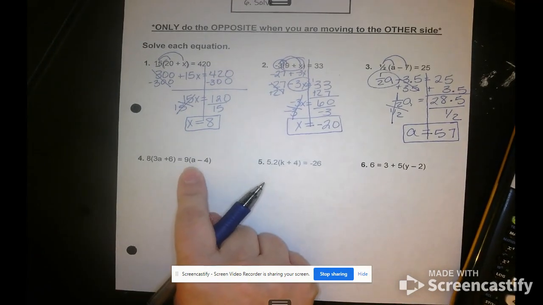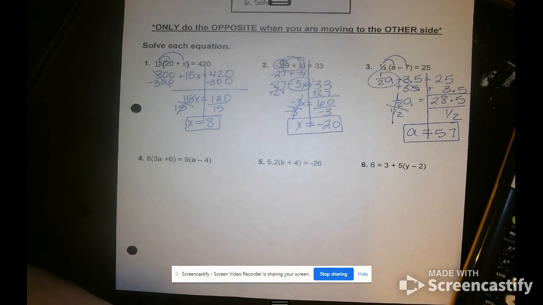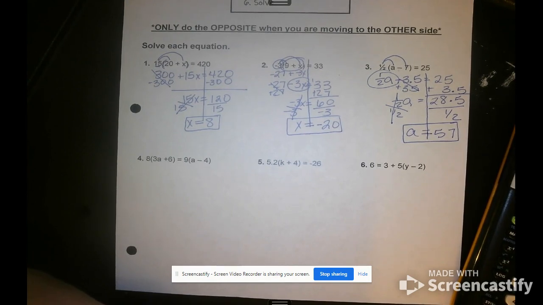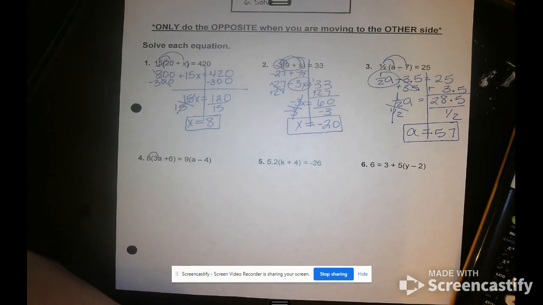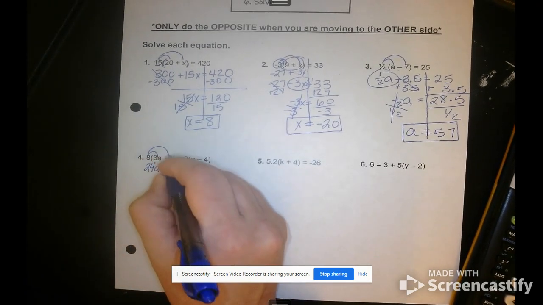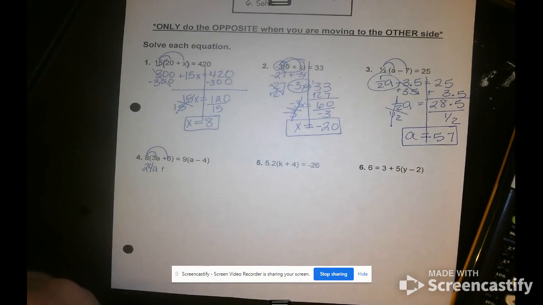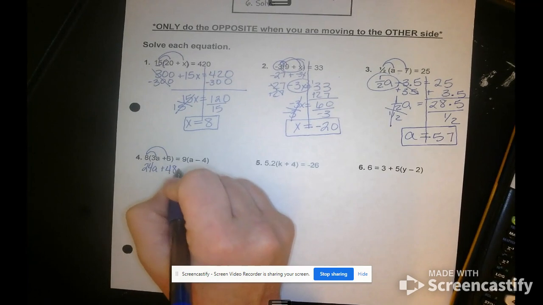So on this one, what's a little bit different than those three? I have to distribute on both sides. Okay. Does that mean it's harder? No, it just means it's going to take a little bit longer. Doesn't mean it's harder. Okay, 8 times 3a would be what? What's 8 times 3? 24a. Okay, 8 times 6. If I'm really bad with my math facts, what can I do? Put it in my calculator. 8 times 6 is 48.